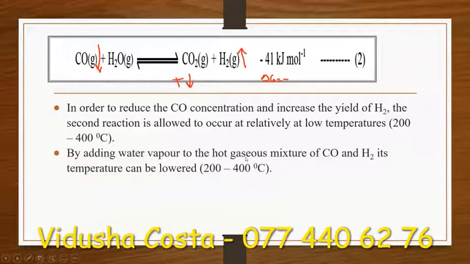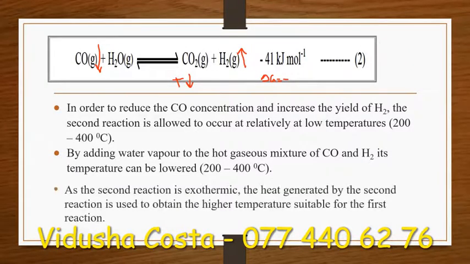By adding water vapor to the hot gaseous mixture of carbon monoxide and hydrogen, its temperature can be lowered to around 200 to 400 degrees Celsius. By that, we can allow the second reaction to proceed. When the second reaction is taking place, you know the second reaction is exothermic, with a minus value for delta H. So heat is generated, and that heat is used to obtain the high temperature suitable for the first reaction. That's how these things work.